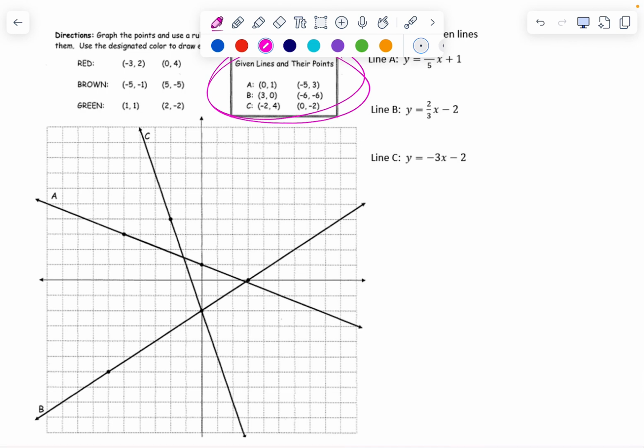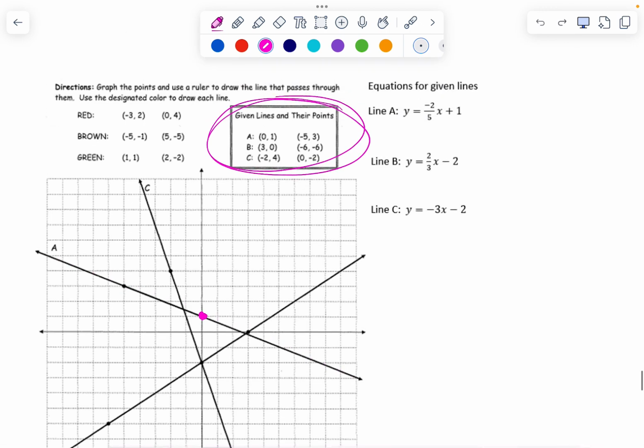And the basic idea for this exercise was just plot 2 points. So if we were going to do A, 0, 1 is that point, and then negative 5, 3 is that point. And then we just connect them with the line, and we have the graph of line A. Okay, that was the goal. Note, though, that the equations for each of those 3 lines were over here. And that's going to be important here in just a second.